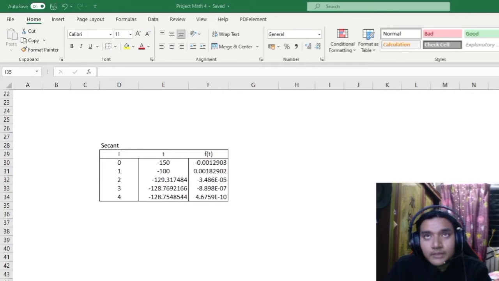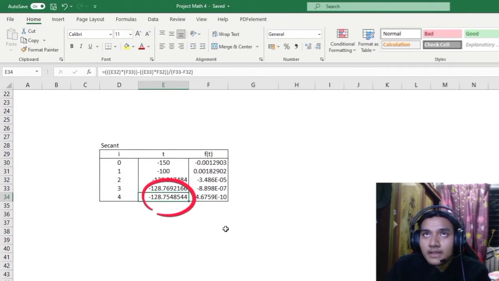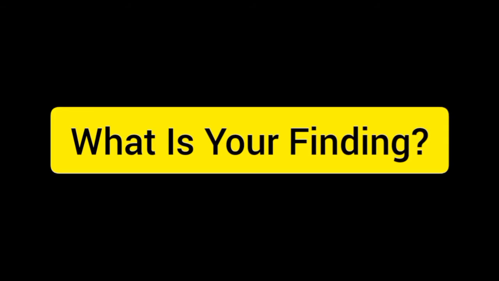For the secant method, what we need to do is find A and B also. For example, A is negative 150 and B is negative 100. So, using the formula again, just substitute the values into the formula, and the answer we will get is negative 128.7548.